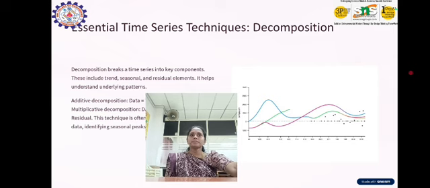This model is ideal when seasonal variation remains constant over time. On the other hand, in the multiplicative model the components are multiplied together: data equals trend times seasonality times residual.